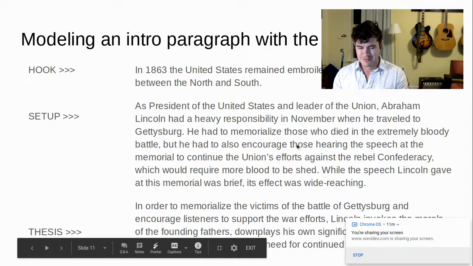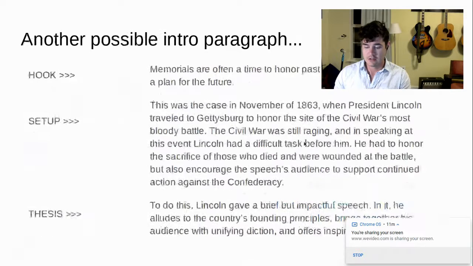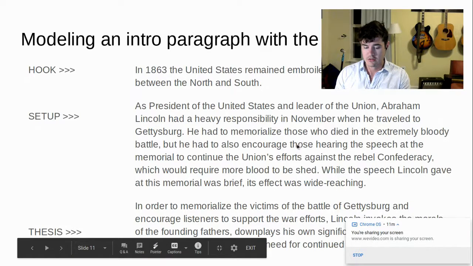Continued action, excuse me. Okay, another possible intro paragraph could be: Memorials are often a time to honor past deeds while advancing a plan for the future. This was the case in November of 1863 when President Lincoln traveled to Gettysburg to honor the site of the Civil War's most bloody battle. The Civil War was still raging, and in speaking at this event, Lincoln had a difficult task before him. He had to honor the sacrifice of those who died and were wounded at the battle, but also encourage the speech's audience to support continued action against the Confederacy. To do this, Lincoln gave a brief but impactful speech. In it, he alludes to the country's founding principles, brings together his audience with unifying diction, and offers inspirational slogans.